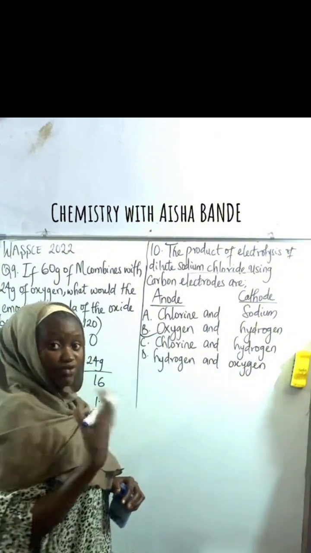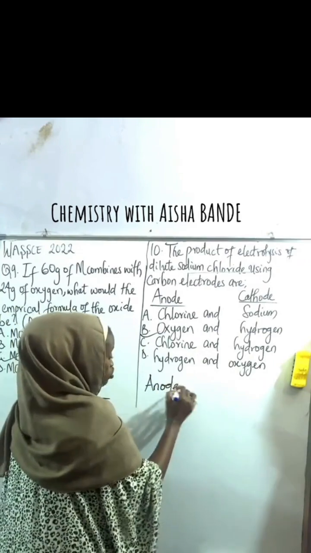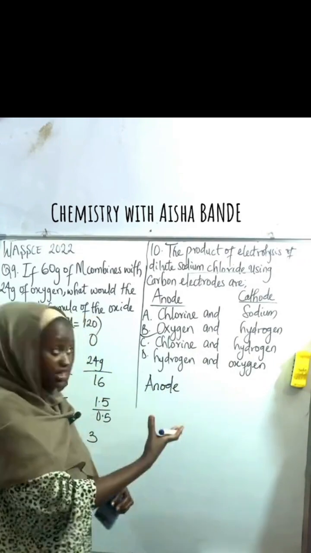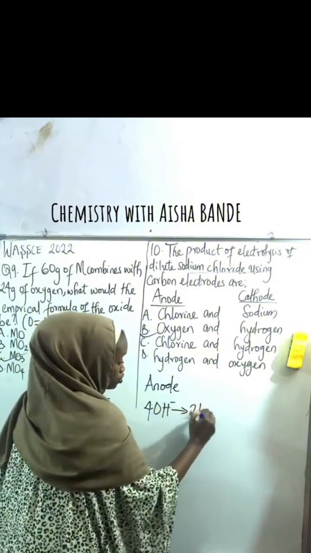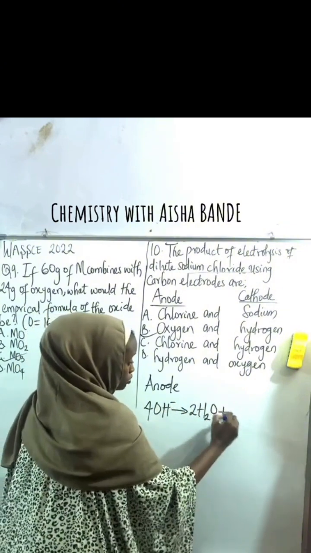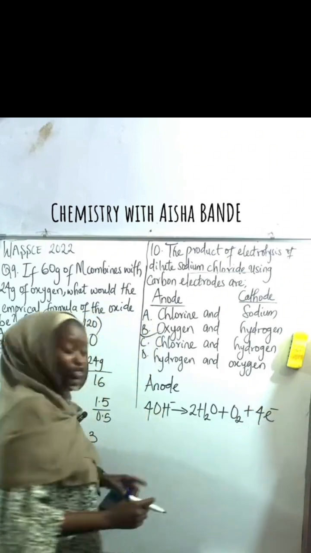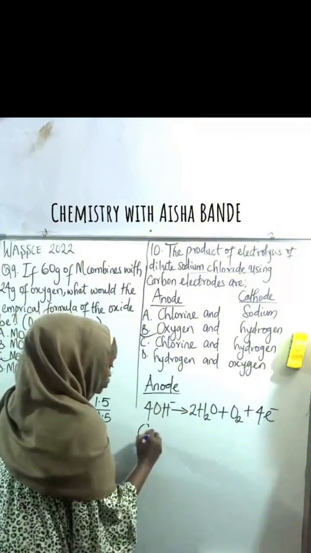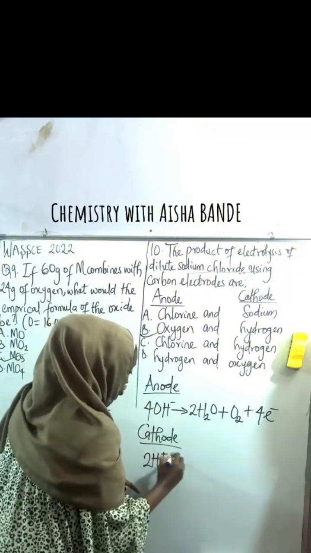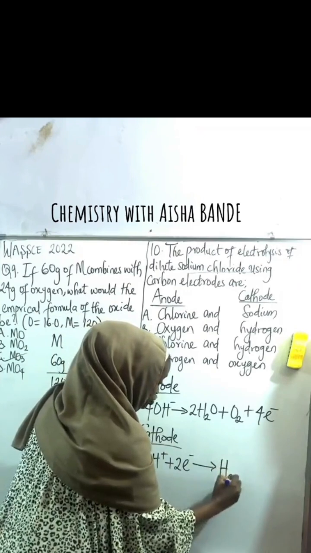Let me prove this by writing out the chemical equation. At the anode, this is what happens: 4OH⁻ gives us 2H2O plus O2 plus 4e⁻. So this is what occurs at the anode. At the cathode, 2H⁺ plus 2e⁻ gives us H2.